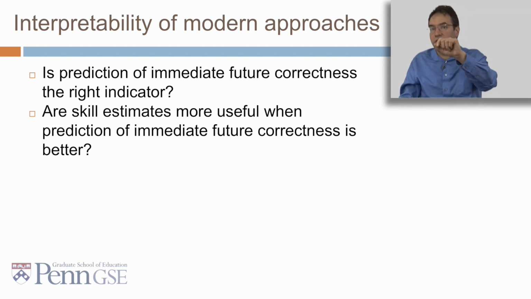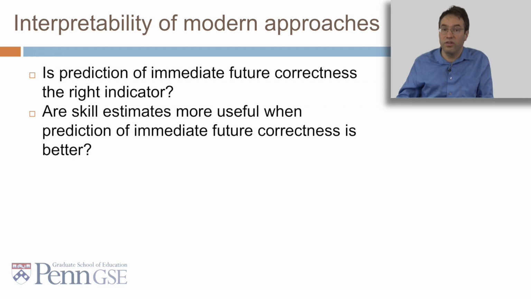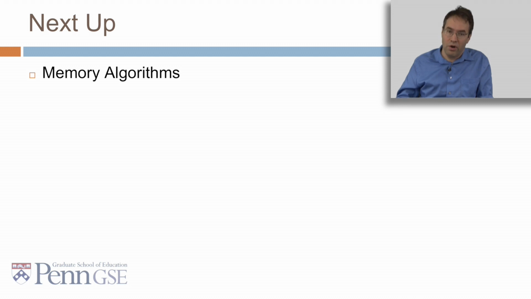To me, these approaches, though they're better at predicting what a student will do right away, I won't really be convinced that they're any better than classical BKT until we can conclusively answer that question, which, probably to be fair, will be answered by the time you're watching this video. Next up, we're going to talk about memory algorithms, which explicitly look at this question, not of will a student do better right away, but will a student do better in the future?